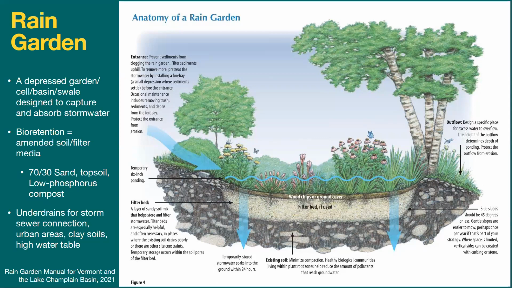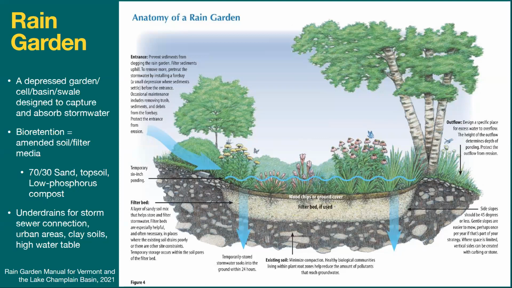So bioretention is pretty much the same thing as a rain garden, except that we'll usually always have an amended soil or filter media. So sand will likely be brought in, or pea stone, to create more water retention capacity and also increase infiltration rates of the area. But pretty interchangeable, bioretention basin, rain garden.